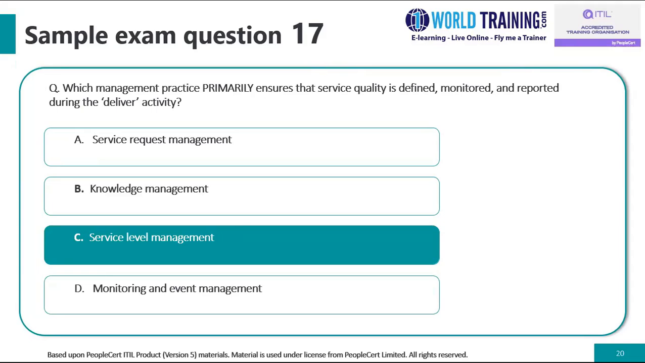A is wrong because service request management focuses on fulfilling user requests. B is wrong because knowledge management organizes and provides knowledge but does not define or monitor service quality. And D is wrong because monitoring and event management tracks delivery performance but does not define or manage quality commitments.